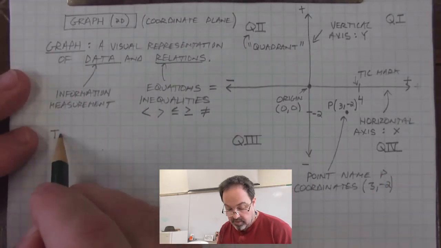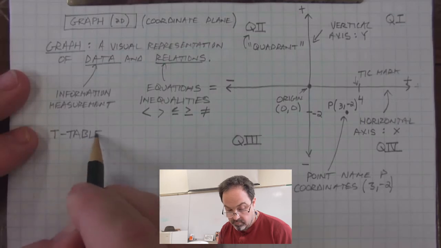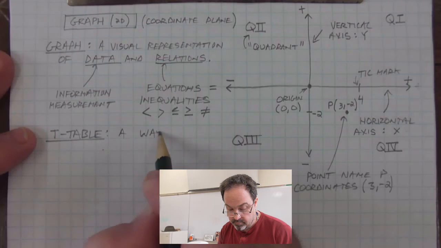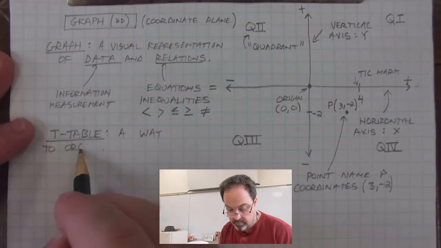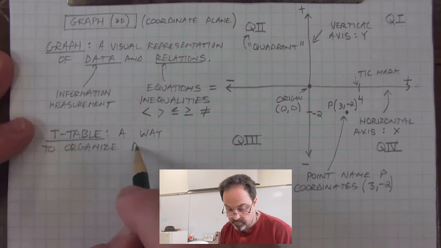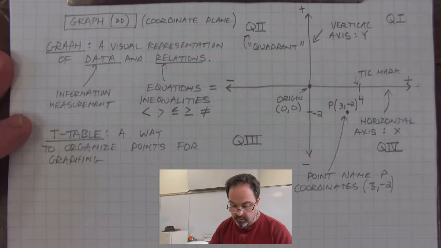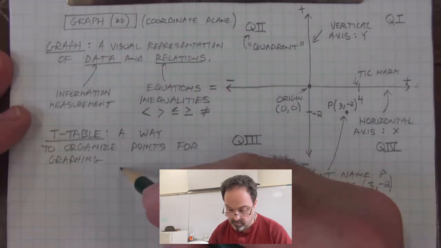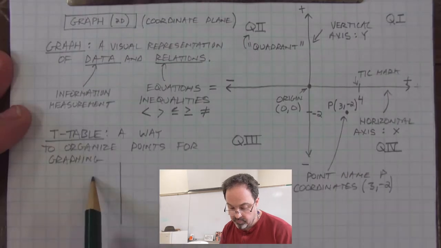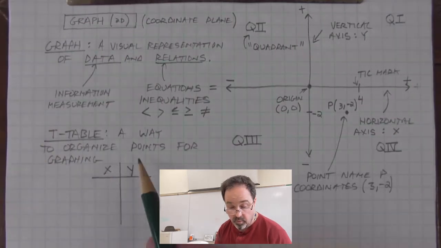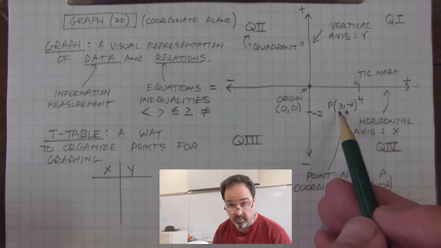We often use a table, or a T-table, as a way to organize points for graphing. And we call it a T-table because we can make the form of a T, and list values for X and Y that make coordinates to plot.